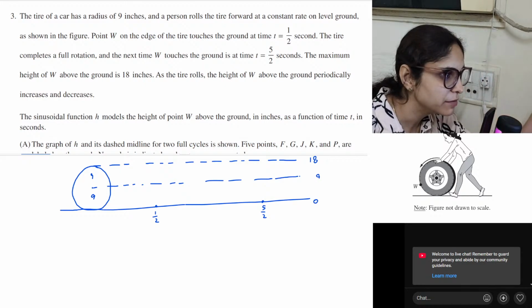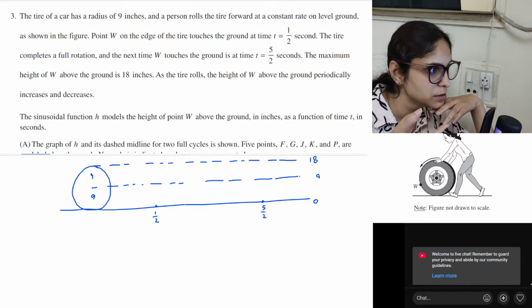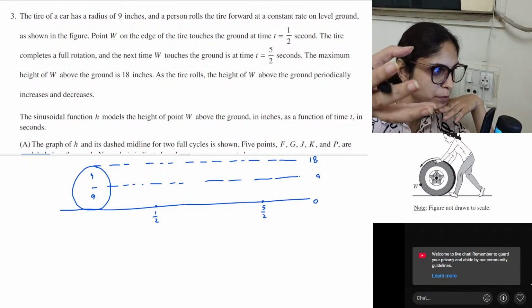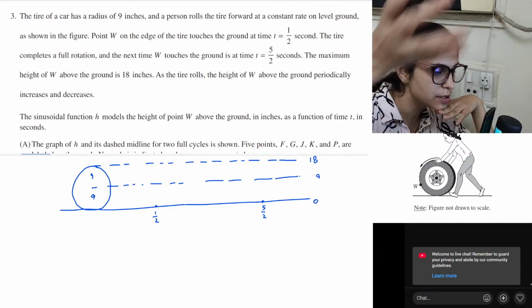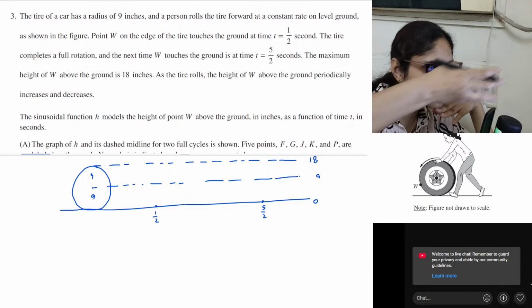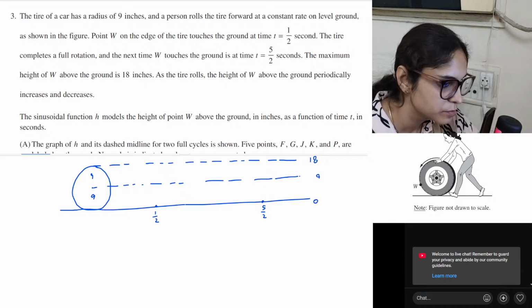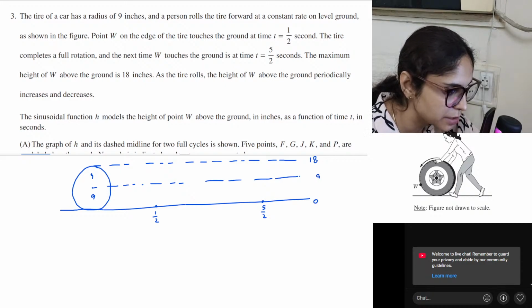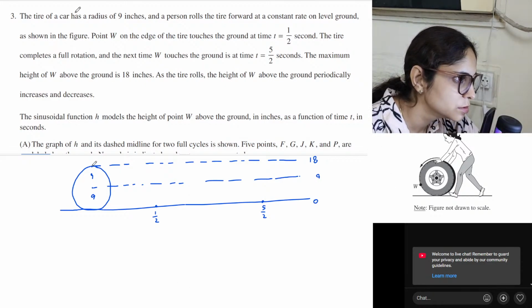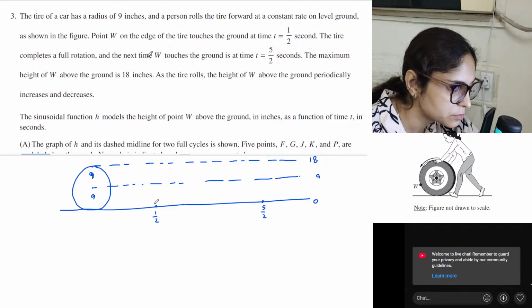Alright. Meanwhile, during that time, what will happen? The tire is going to go up. It is going to go to 9 inches and 18 inches and again back at 9 inches and again at 0 inches. Alright. So let's complete the diagram. So it's going to go up, go up.